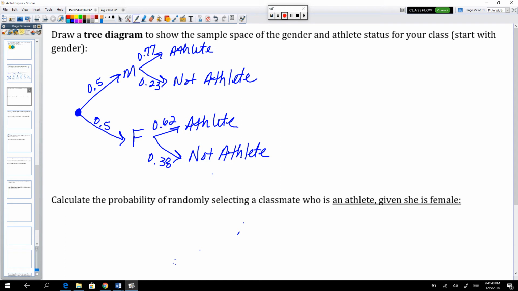Okay, and so you can see now we've seen the two-way table, we've seen the Venn diagram, now we've seen the tree diagram. A tree diagram is super useful for getting us these conditional probabilities.